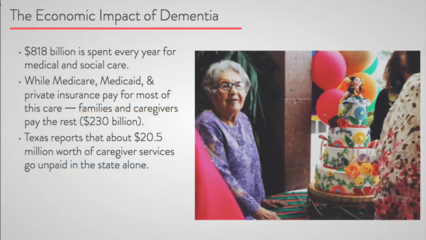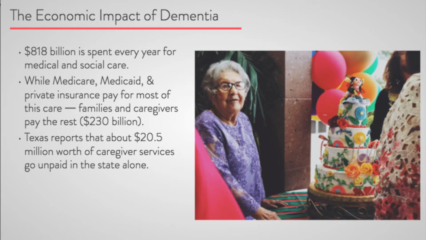In 2015, the entire globe spent $818 billion on medical and social care programs for patients with dementia. In the U.S., while Medicare, Medicaid, and private insurance pay for most of this care, families and caregivers are left to pay the rest of the $230 billion bill.